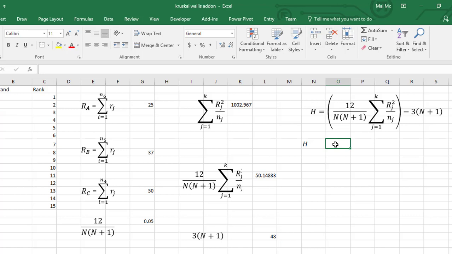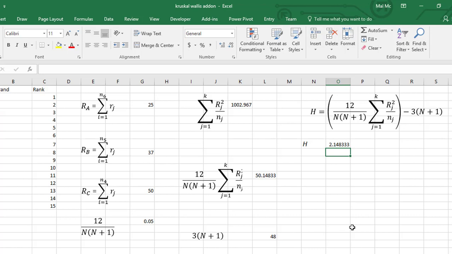Now for the last calculation, we just need to group everything, and we have H is equal to all of this guy right here, subtract 48. So we have 50 minus 48, and we have an H statistic of 2.148333. Now, if we recall our rejection region, we'll reject our null hypothesis given that H, our test statistic, is greater than our H alpha.